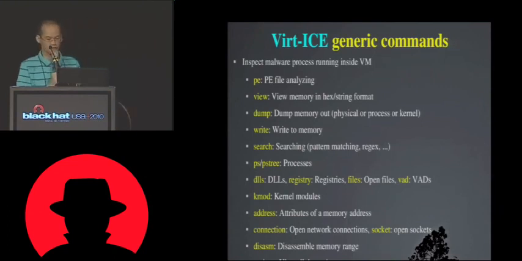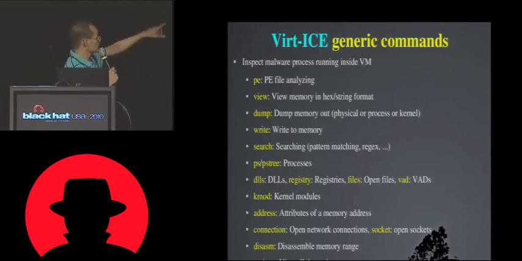Virt ICE currently provides some generic commands, so from outside, you can inspect the guest virtual machine. There are some things you can do. You can see the processes, you can view the memory, you can see the PE file in the memory, you can read and write to memory, you can search in the memory. You can see the DLL files opened by a process, you can see all the kernel modules, and so on.